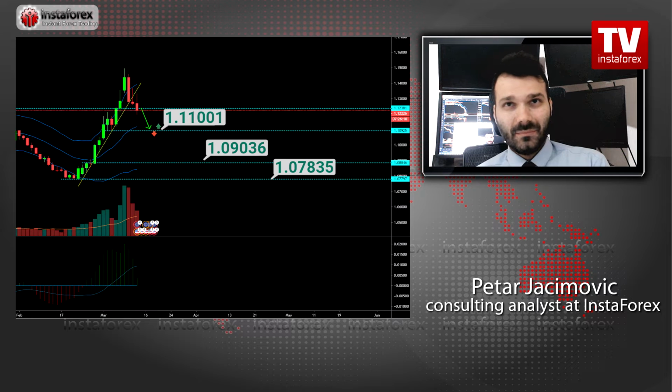But if there is an even bigger drop and a stronger momentum, then I see no reason why the euro cannot go to maybe 1.0900 or even 1.0785, which is that swing low based on the daily time frame in the background. But let's go step by step. And the first reference point to the downside is at the 1.1100.